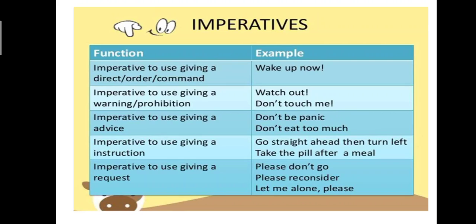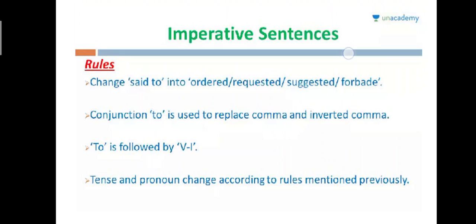For giving instruction: go straight ahead, then turn left, take the pill after a meal. For a request: please don't go, please reconsider, let me alone please. So these are the examples and functions of imperative sentences.